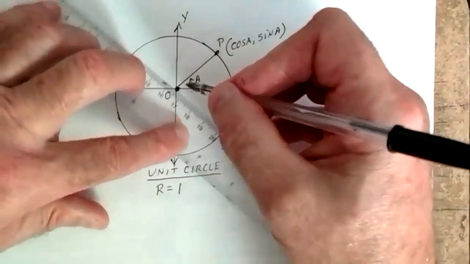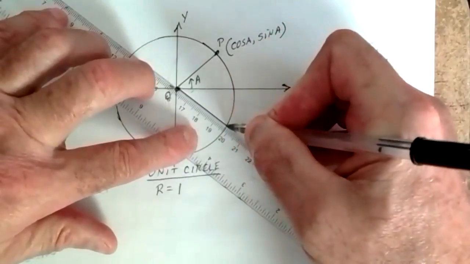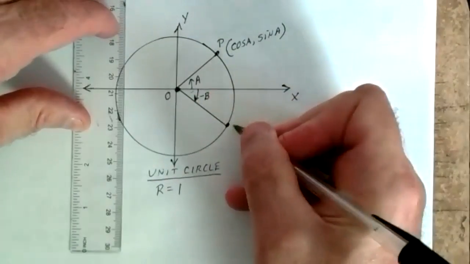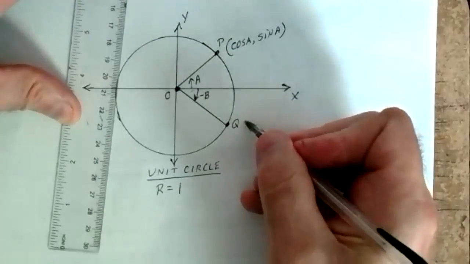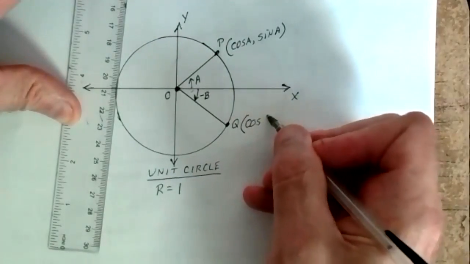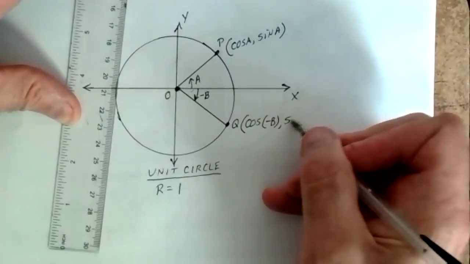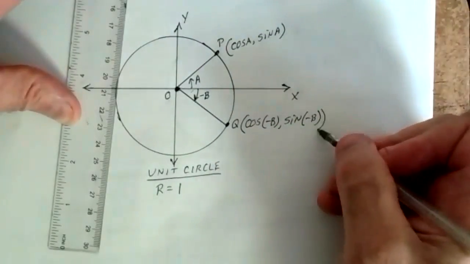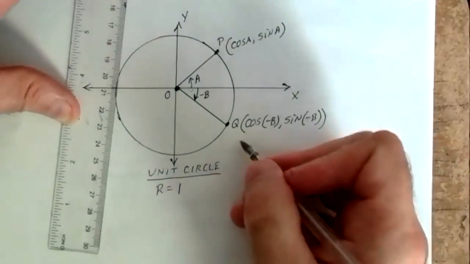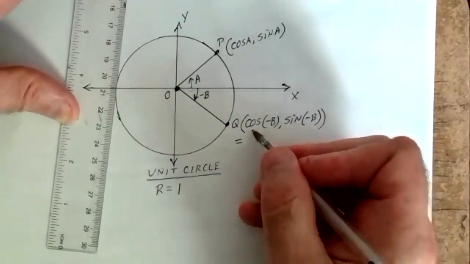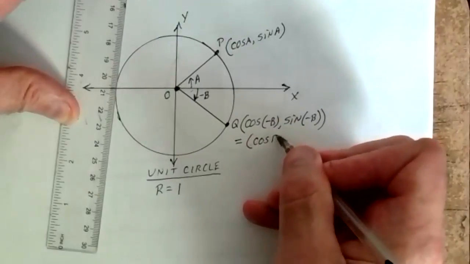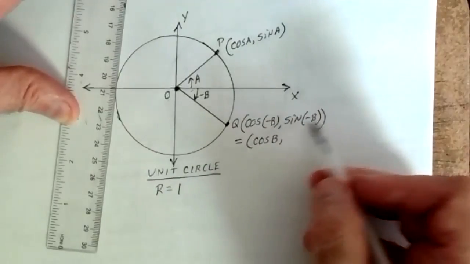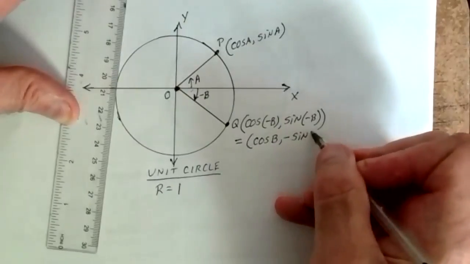All right, I'm also going to have another angle down here, which is going to be angle negative B. And this point out here is going to be called point Q. Its ordered pair address is going to be the cosine of negative B, and the y coordinate will be the sine of angle negative B. Which, ladies and gentlemen, we know, because the cosine is an even function, the cosine of negative B is the same thing as cosine of B. And the sine function being an odd function, the sine of angle negative B is going to be the opposite of the sine of B. In other words, the negative of sine B.